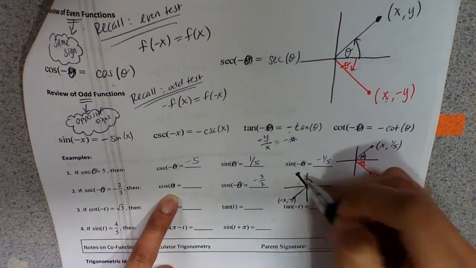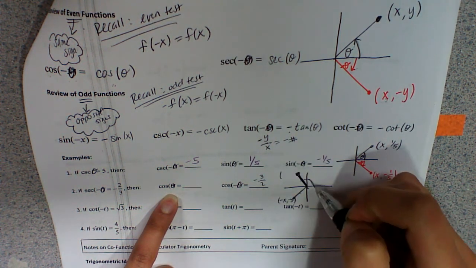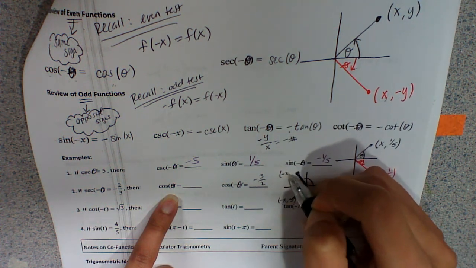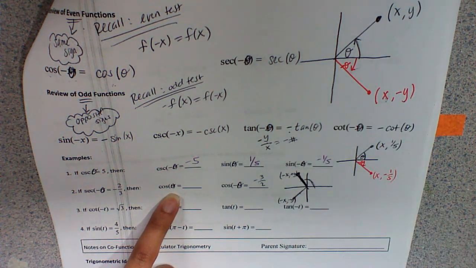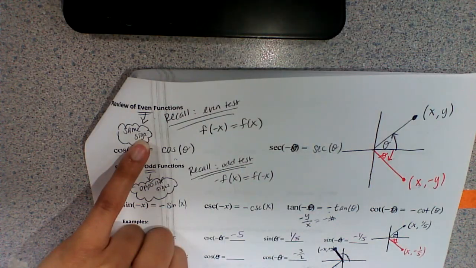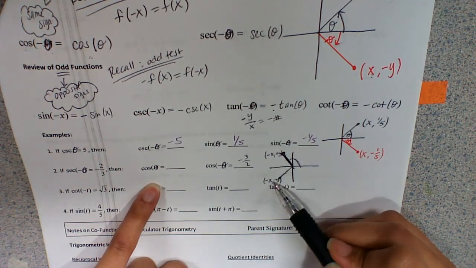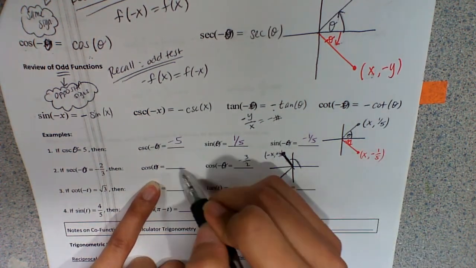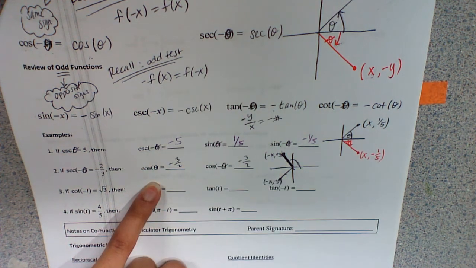What happens to your x? Does it change? Up here in the second quadrant, I would have a negative x and a positive y. So what that tells us is that because we know even functions have the same sign, and based on what I just said, our x is still negative and nothing else has changed. So there is that value.